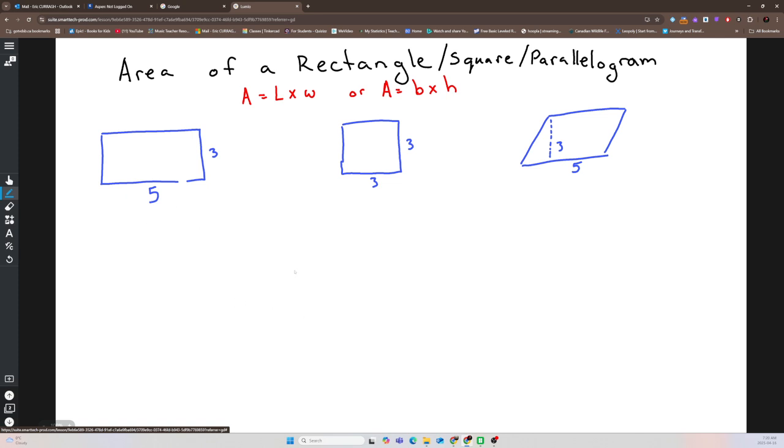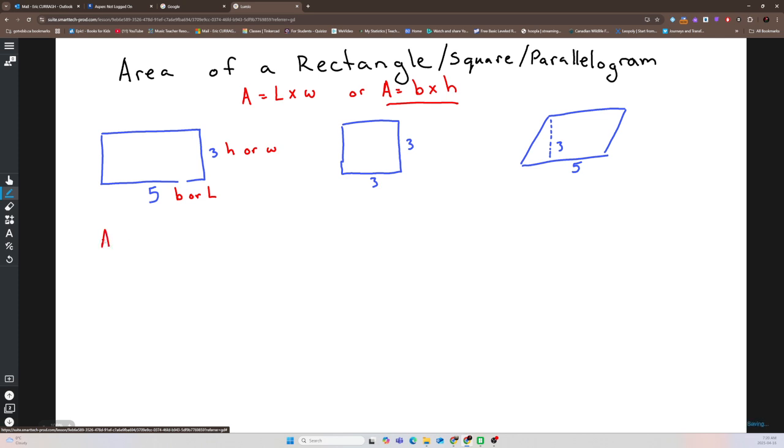The 5 here on the bottom could be considered either a length or a base. The 3 on the side could be considered either the height or the width. For your calculations, it really doesn't matter, but you should choose one way of doing it and stick with that so you don't get confused. Let's use base times height because it works really well with all of these. So for the rectangle, we have a base of 5 and a height of 3.